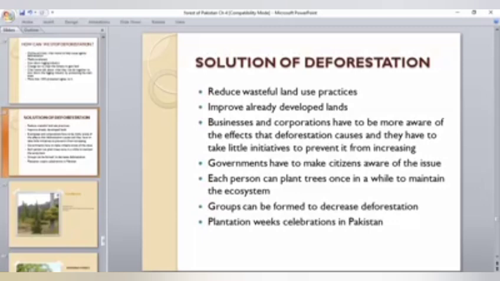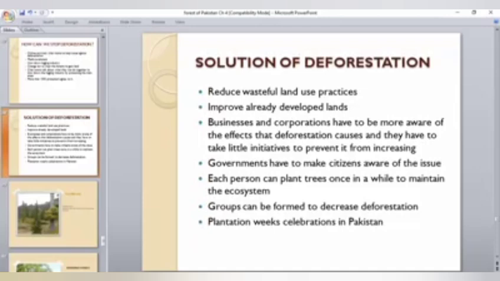Governments have to make citizens aware of the issues. Each person can plant trees once in a while to maintain the ecosystem. Groups can be formed to decrease deforestation. Plantation Week should be celebrated in Pakistan. So in this way, we can solve the problem of deforestation.